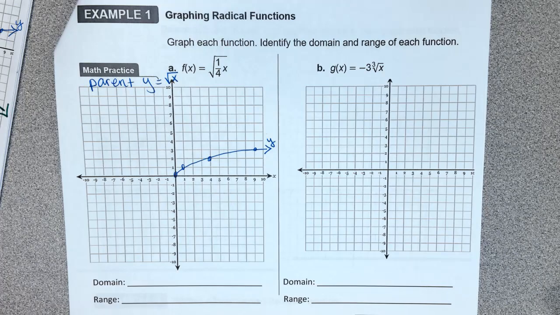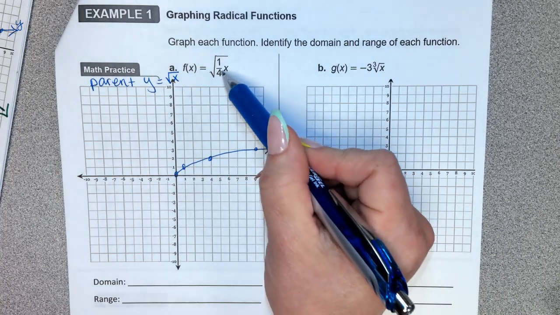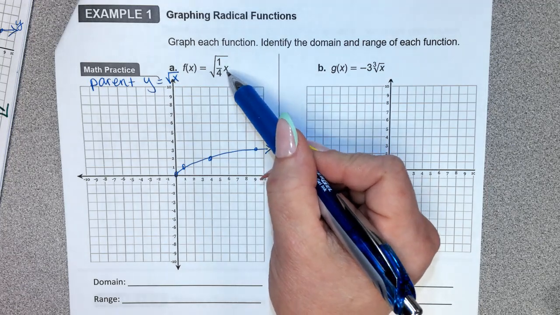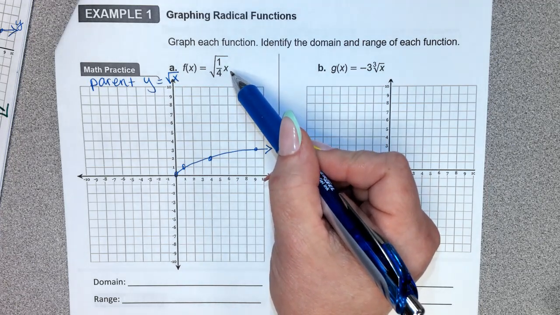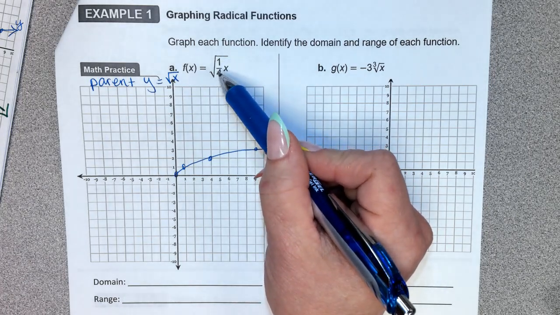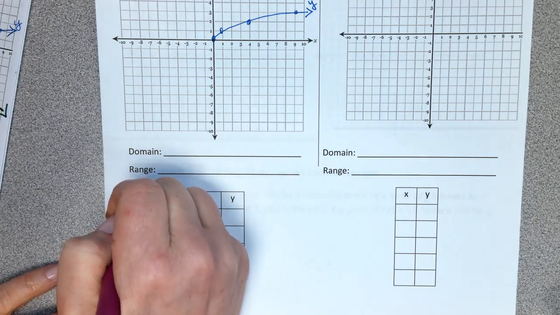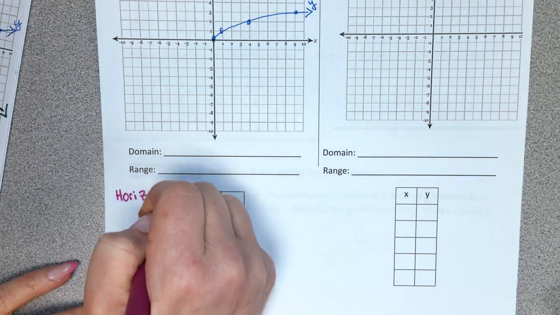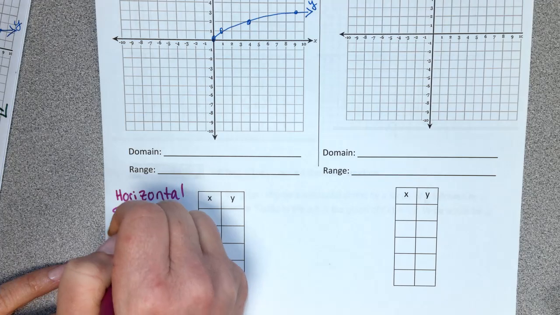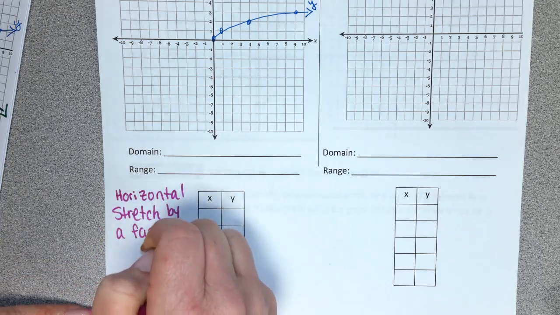Once I have that parent function here, I can start to deal with these transformations. This 1/4 right here, happening underneath the radical and right in front of the x, is going to be a horizontal stretch. Notice that it's 1/4, a number between 0 and 1. Since that is a horizontal stretch, I'm going to write this down here: a horizontal stretch by a factor of 4.